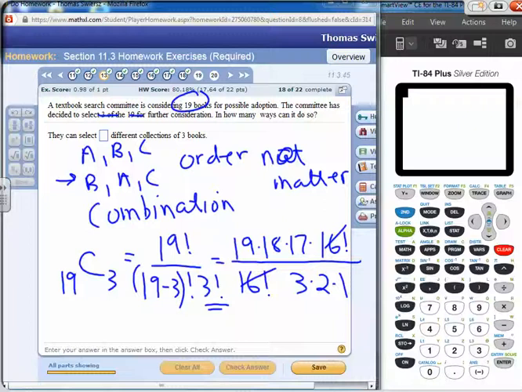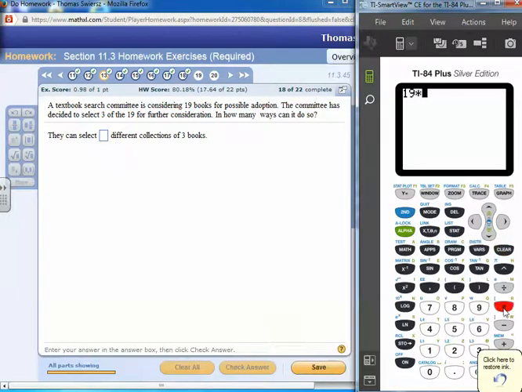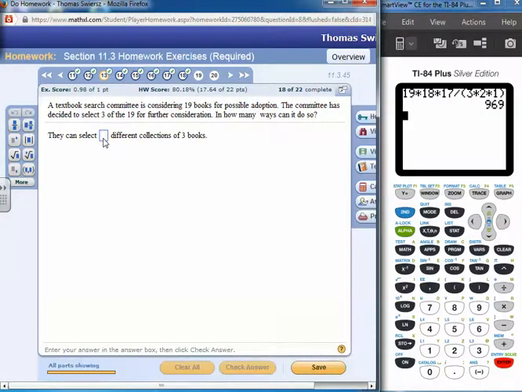Okay, so if we do that on our calculator, 19 times 18 times 17 divided by 3 factorial, 3 times 2 times 1, we get our answer: 969 different collections of books.